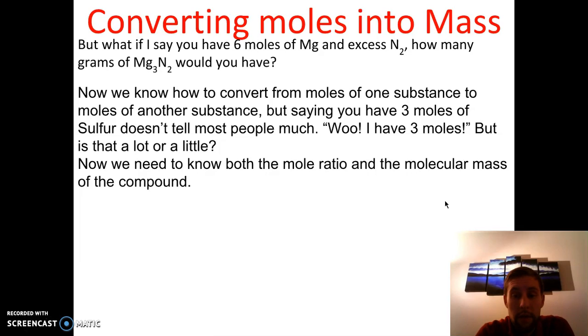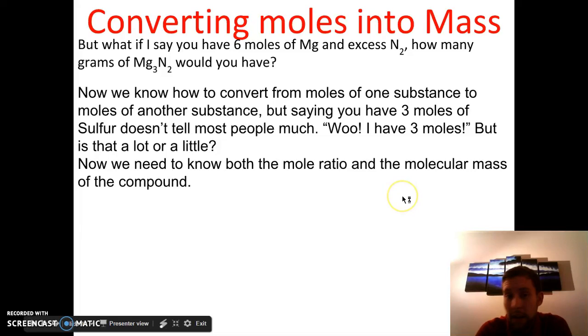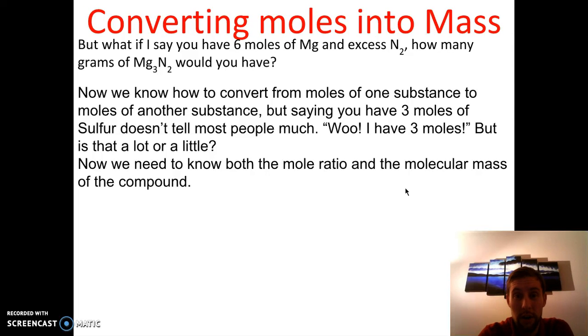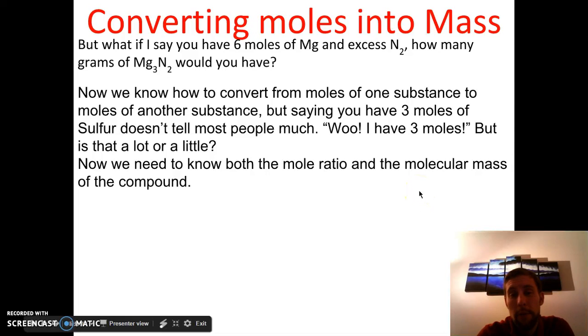Now, we already know how to convert from moles of one substance to moles of another. That's what we've been doing for the last few minutes. But saying you have 3 moles of sulfur doesn't tell you much. Oh, I've got 40 moles of sulfur. Wow, you must be really rich. I know absolutely nothing about what that means. Is that a little? Is that a lot? We only talk in mass. It's the only thing that people know. Well, you guys aren't familiar with grams. Scientists are. When we talk about pounds, you know what those were. So now we need to know both about the mole ratio and the molar mass of that compound.